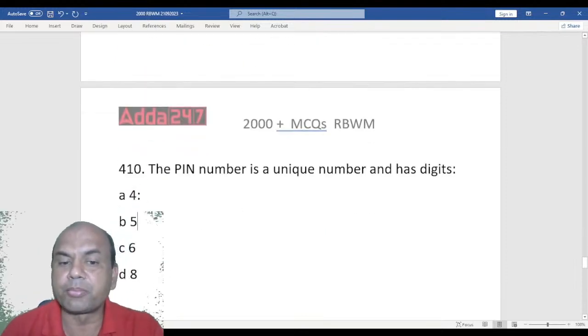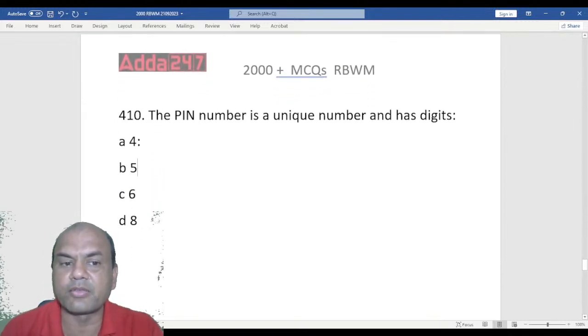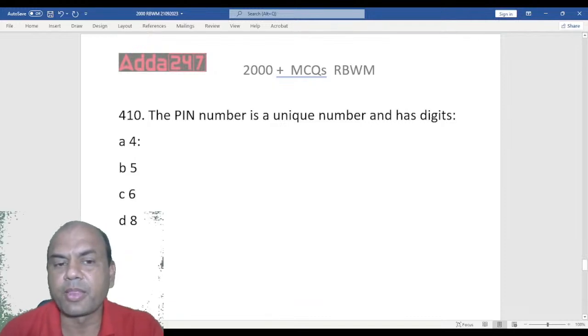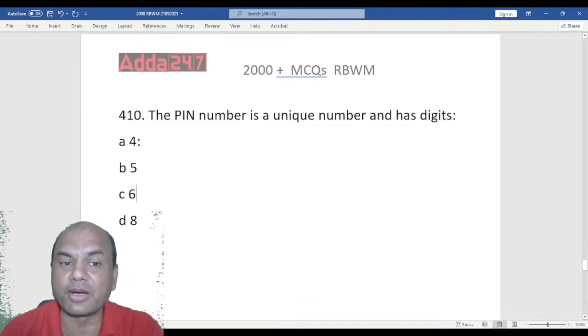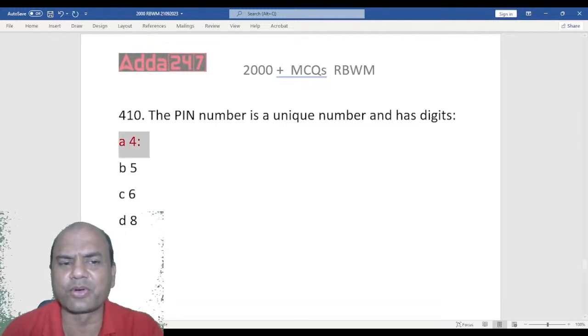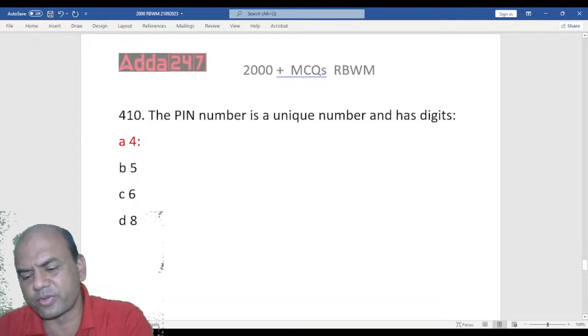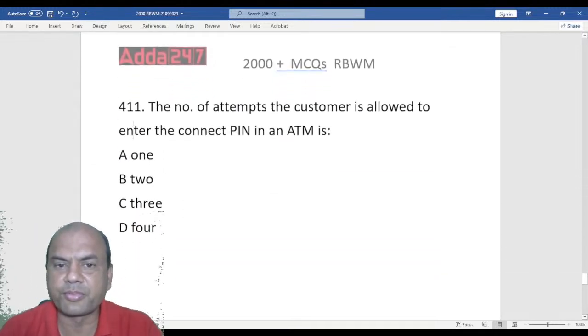The PIN number is unique and has dash digits. How many digits does the PIN number have? 4, 6, 4, 5, 6, 8. How many digits are there in that PIN number? Isn't it basic? But we forget these. This is an easy one, I know. It is 4. Everyone knows this 4.